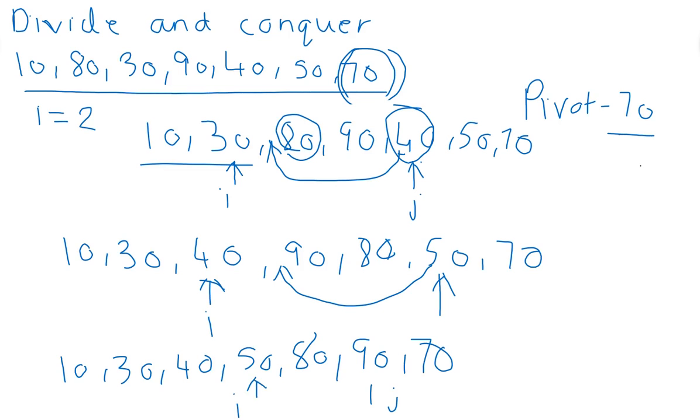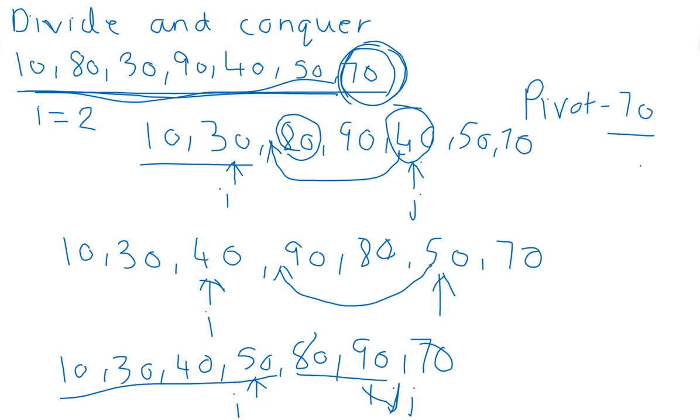We have chosen this as the pivot, so we scan left to right up to n minus 1, from 0 to the fifth element. Now we are done with this j loop. j is here and we are done. Now all these elements are less than or equal to the pivot, and all these elements are greater than the pivot.